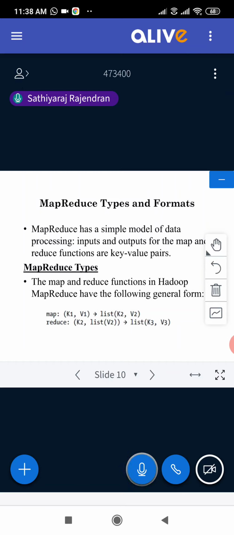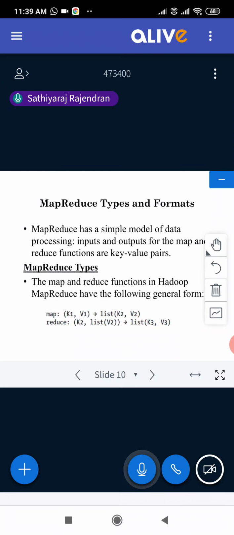Since we are left with only 10 minutes, we will have a small glance at this, and the MapReduce input formats we shall start in the next class. So MapReduce has a simple model of data types. You can see in this slide, map takes k1 comma v1, called key 1 comma value 1.